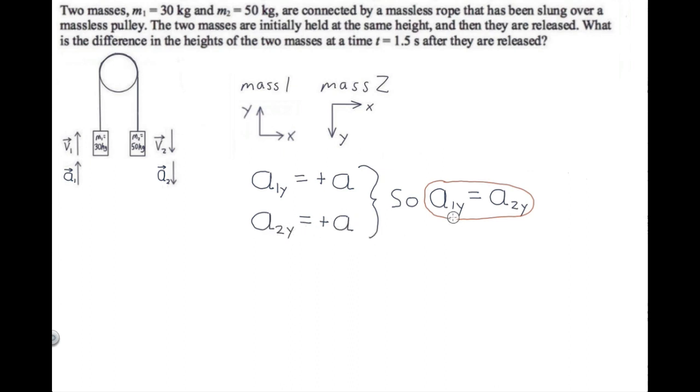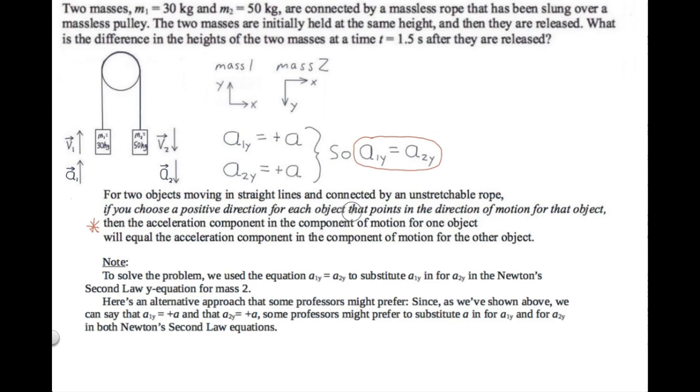So we see that a sub 1y really does equal a sub 2y. So we've confirmed that this rule really does work for this problem. This confirms that we were correct to use the equation a1y equals a2y in our solution for the problem.